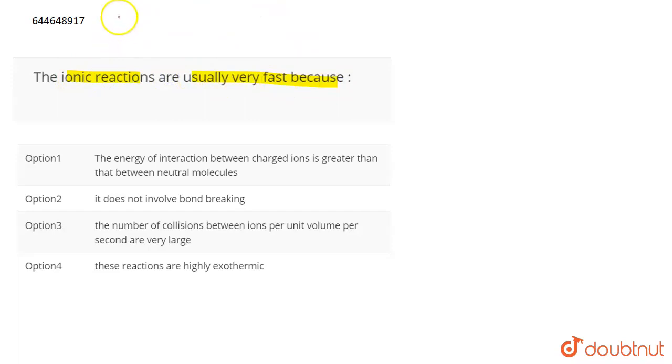The question is, the ionic reactions are usually very fast because. Now, if we take an example of a general reaction, suppose we have a reaction where AB combines with C and it leads to the formation of AC and B. This is just a random example to understand the concept of reactions. So this is just any reaction that is taking place.